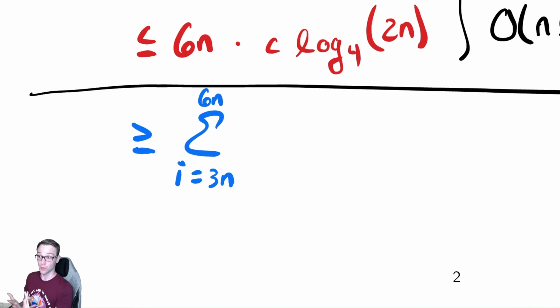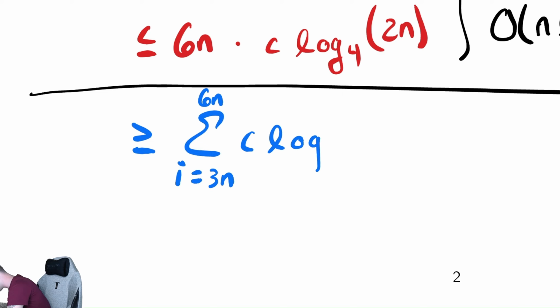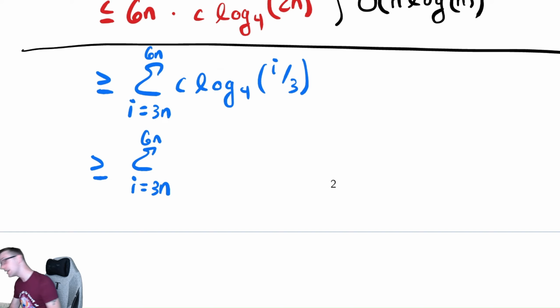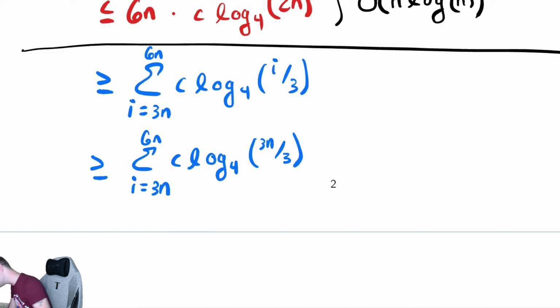We shrink the range of values for the lower bound. The inside remains the same, c log base 4 of i divided by 3. And then after we do that, we are going to replace each term with the min. So in this case, the value that minimizes the inside is going to be plugging in the bottom bound. So this is c times log base 4 of 3n divided by 3.